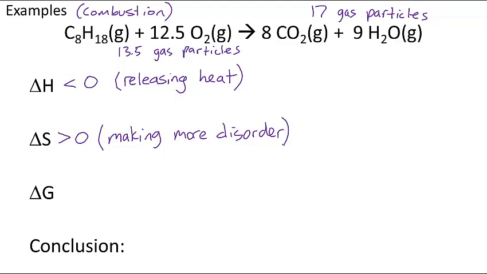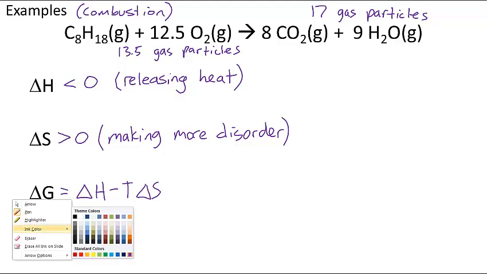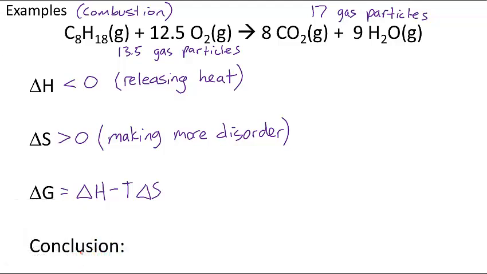All right, so then we have delta G. Well, that equals delta H minus T delta S. T is temperature, and it's temperature on the Kelvin scale. So T is always going to be a positive number. So if delta H is a negative number, and delta S is a positive number, then as a whole, minus T delta S becomes a negative number. So we have a negative number plus another negative number. So delta G is always going to be a negative number, at any temperature.